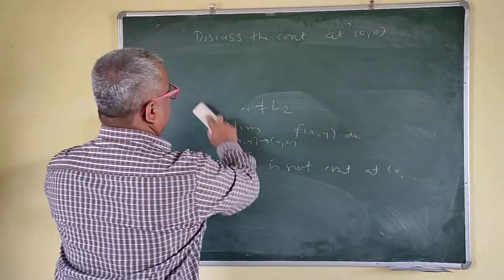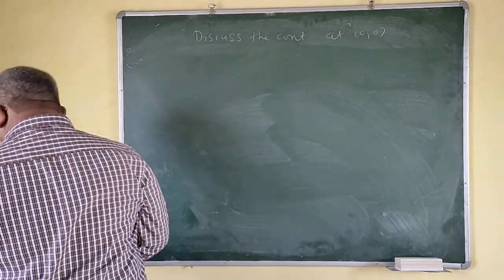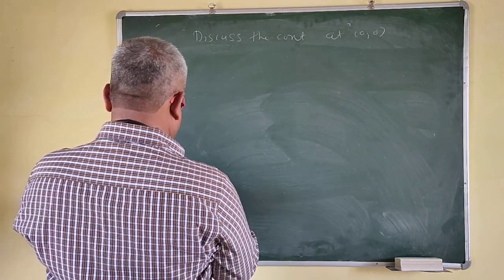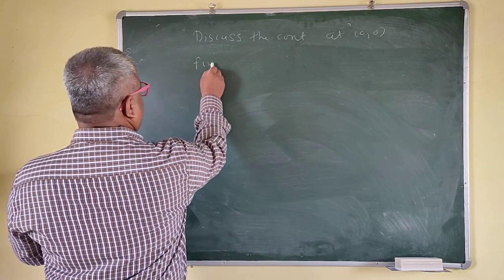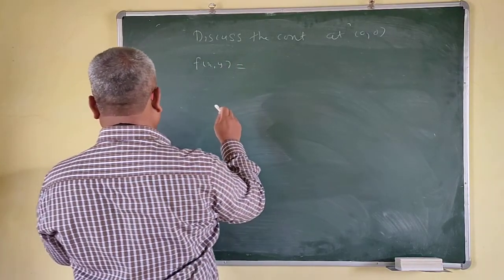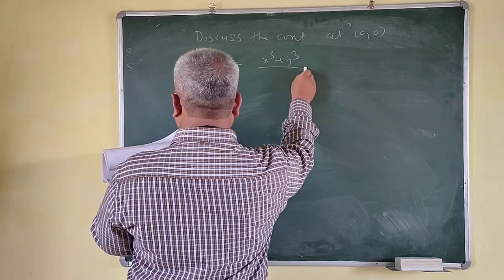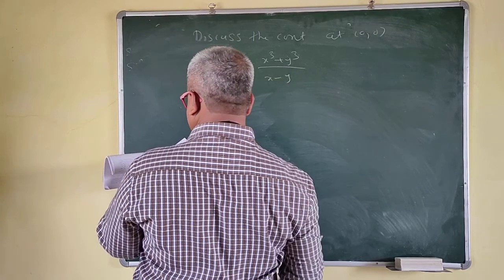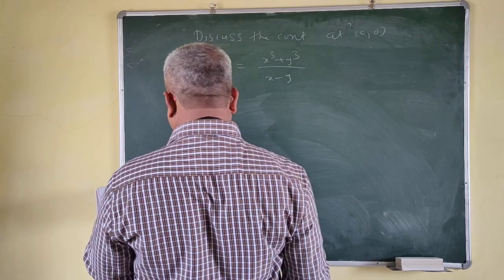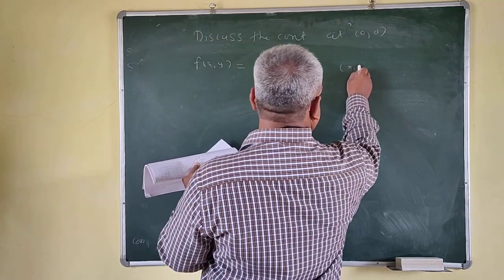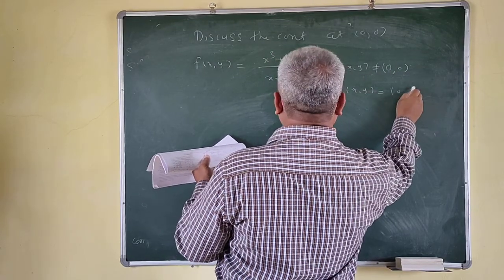Okay, again we'll take a problem: discuss the continuity at 0, 0 of the function f of xy equal to x cube plus y cube upon x minus y, for xy not equal to 0, 0, and 0 for xy equal to 0, 0.